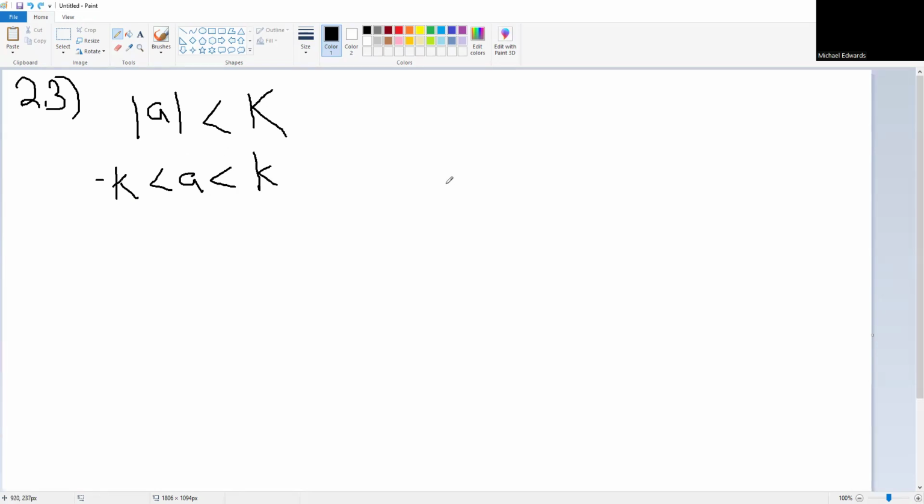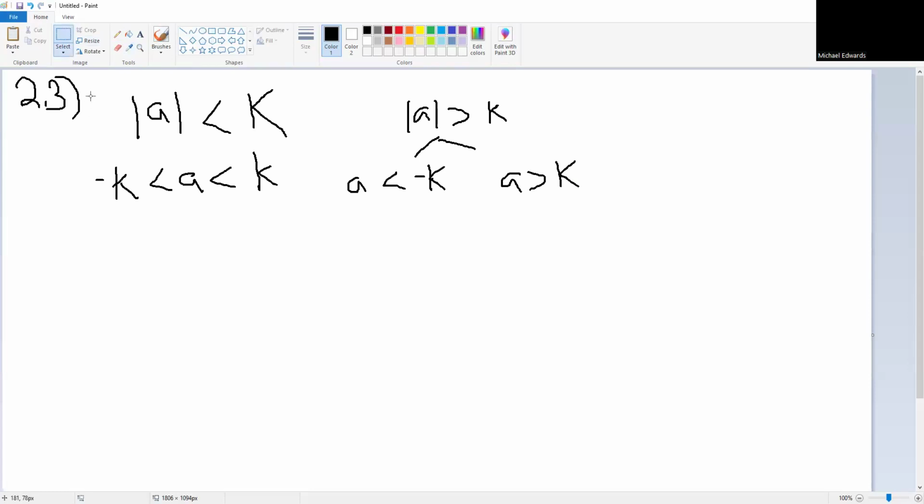All right. So given the same way, if you have an absolute value of A greater than K, and A or K can be anything, they're just variables, you write it as, this is very similar, A less than negative K or A greater than K. All right. So that's how you write those if you see them that way. That will help you get started for this chapter.